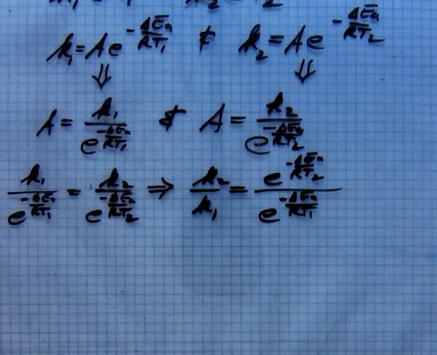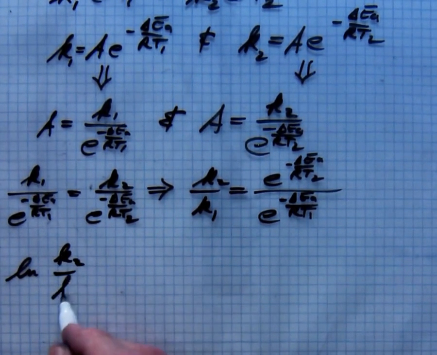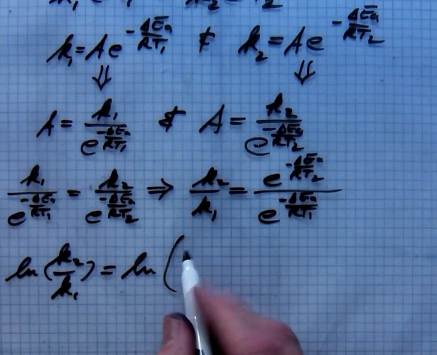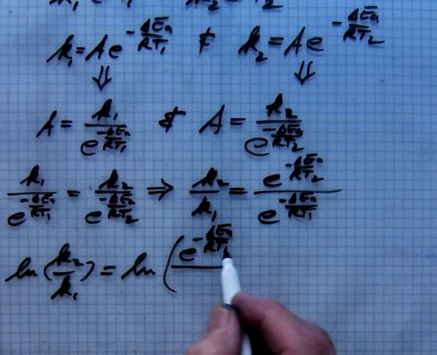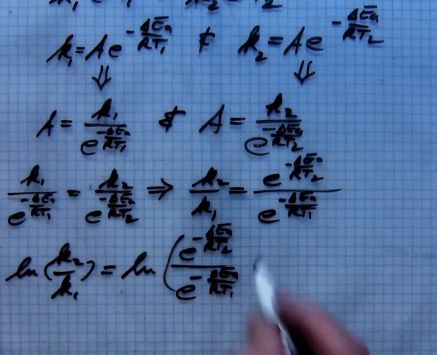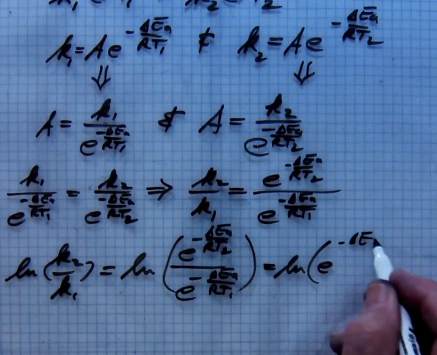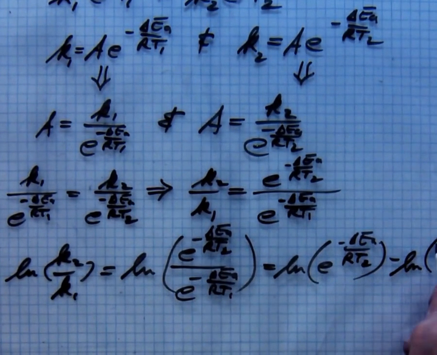Now, in this relationship, we can take the logarithm of both sides and have the natural log of K2 over K1 equal the natural log of this entire expression, e to the minus delta E sub A over RT2 and e to the minus delta E sub A over RT1, which equals ln of e to the minus delta E sub A over RT2 minus ln of e to the minus delta E sub A over RT1, like that.